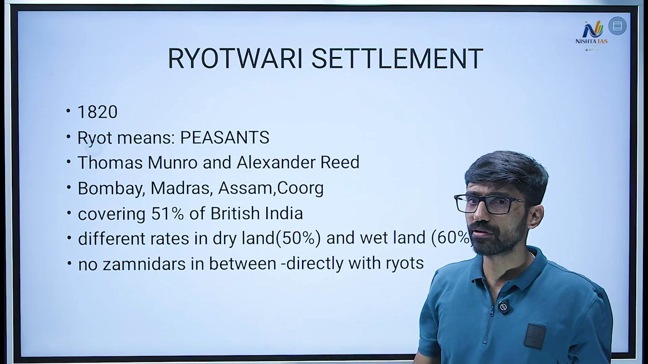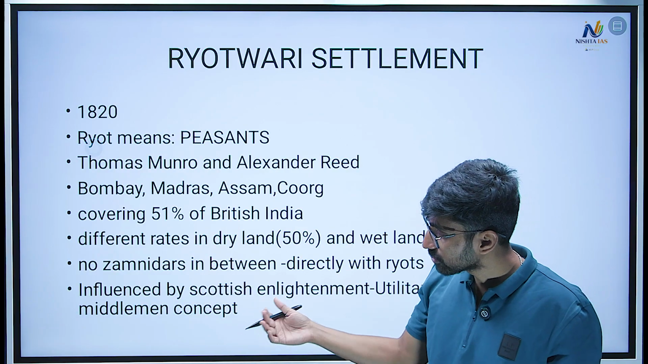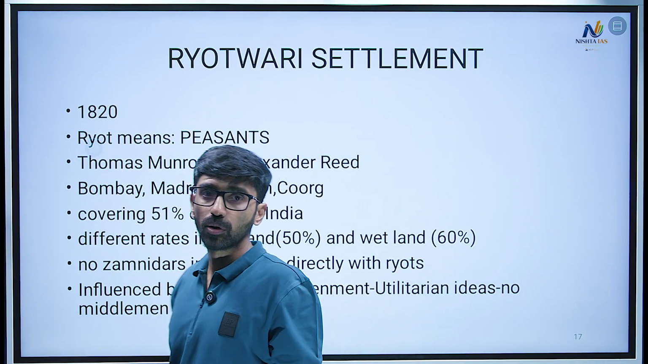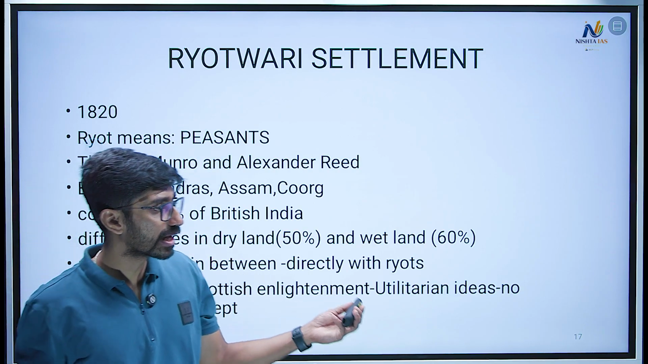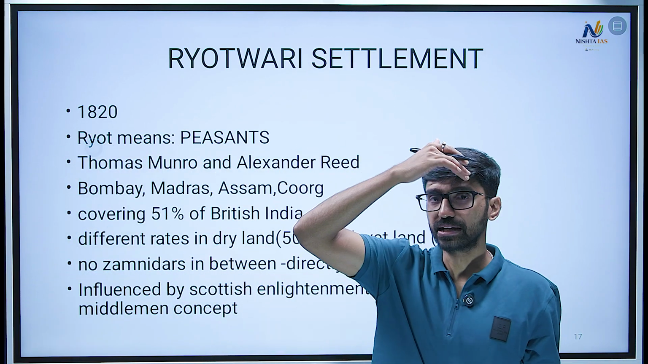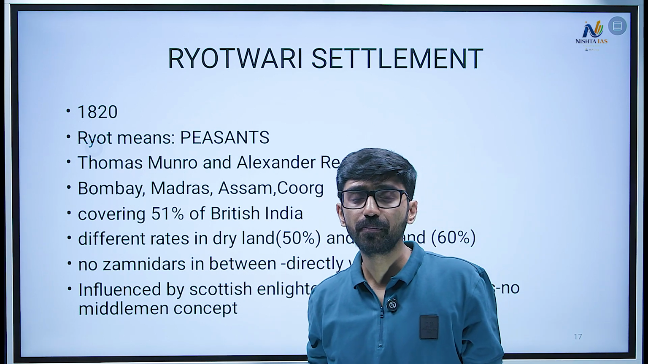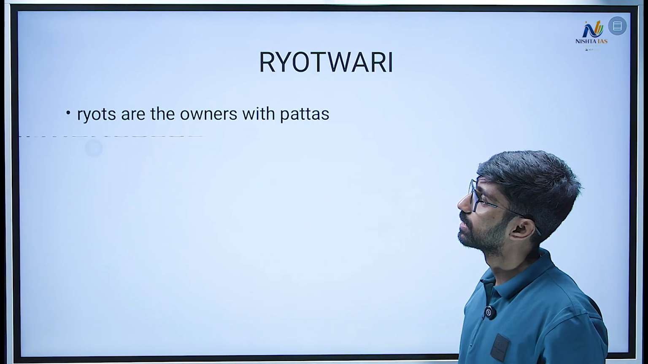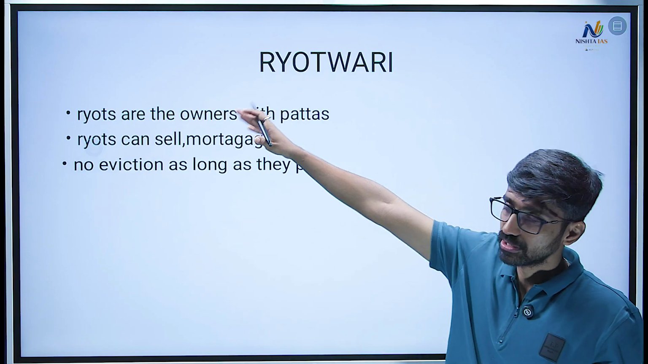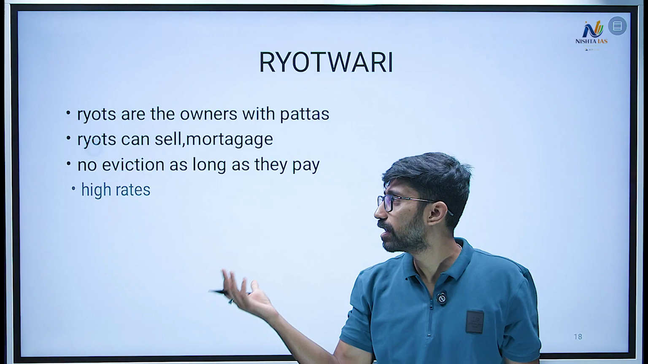It was also influenced by one of the philosophical thoughts, or ideological thinking, called the Scottish Enlightenment. The Scottish Enlightenment, also called utilitarian ideas, talked about no middleman between land and the state. So all these influences had an impact on the Ryotwari settlement. And now ryots are the owners. They can sell and mortgage. No eviction as long as they pay. If they default, they will be evicted.